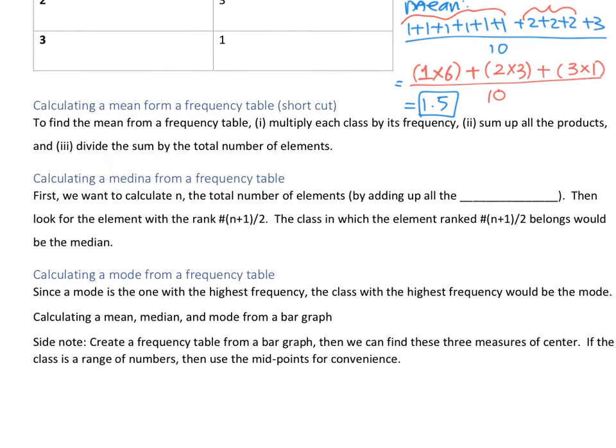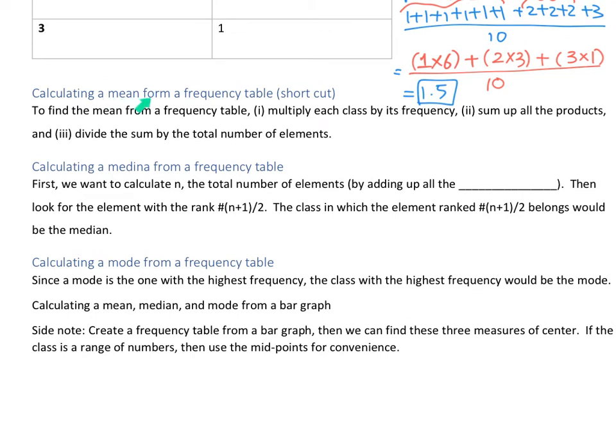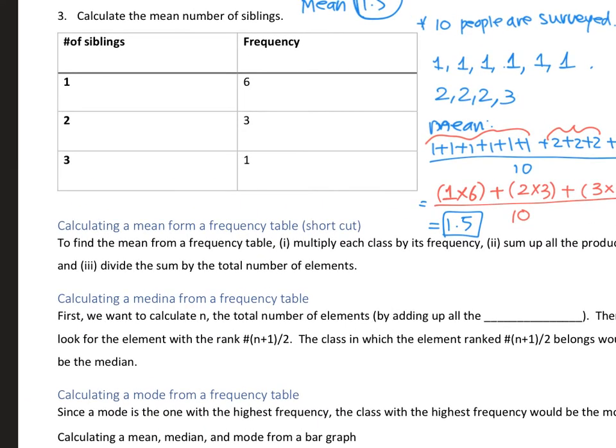All right, let's look at the next topic: calculating the mean from the frequency table, shortcut. In this example, we had only 10 people, so it wasn't too bad. But what if I had surveyed like 200 people? Am I supposed to write out all 200 numbers? That would just take forever.